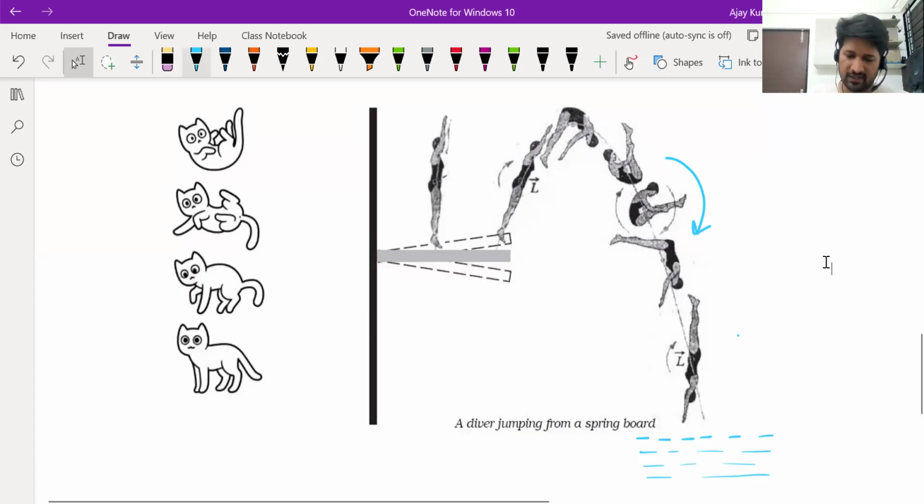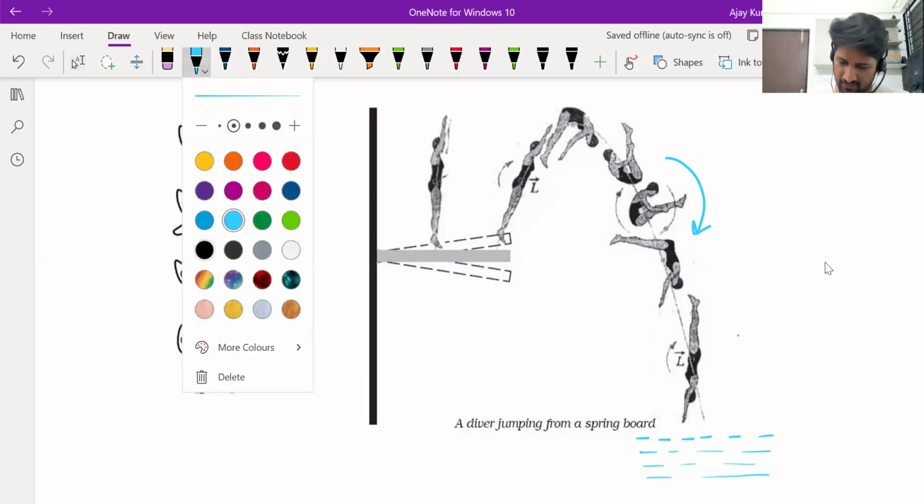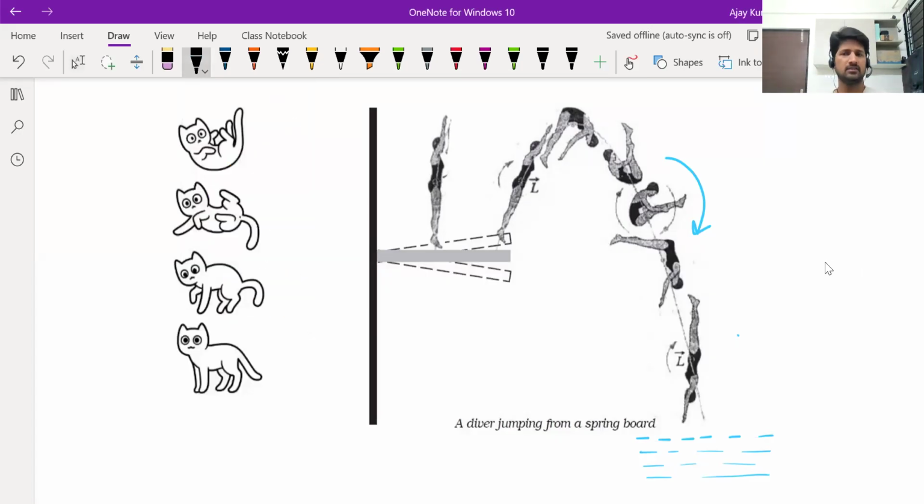We'll discuss the answers to these a little while later. But these are situations where angular momentum conservation is applied. A cat, of course, doesn't know physics, but it applies physics. Right? It's a reflex for the cat.